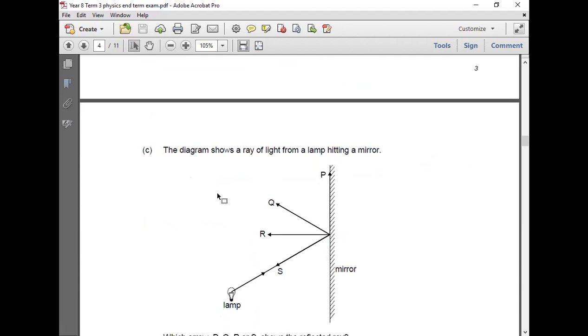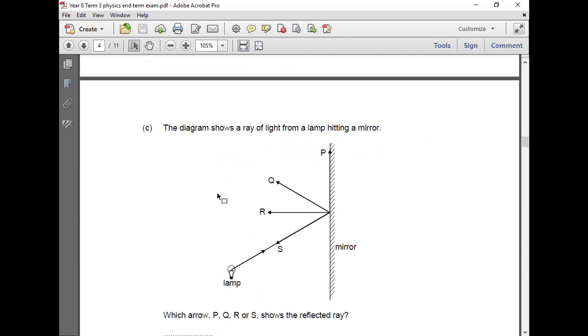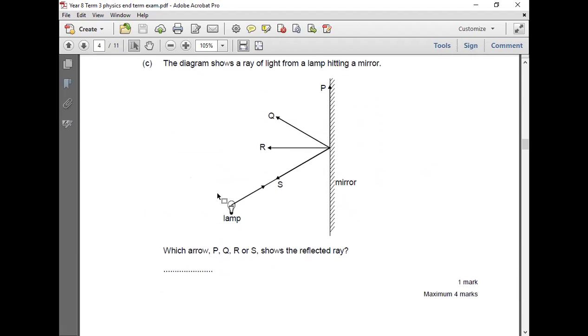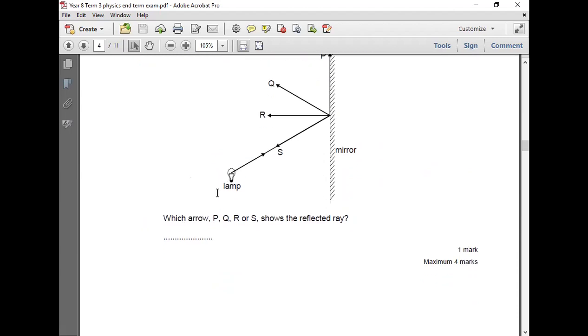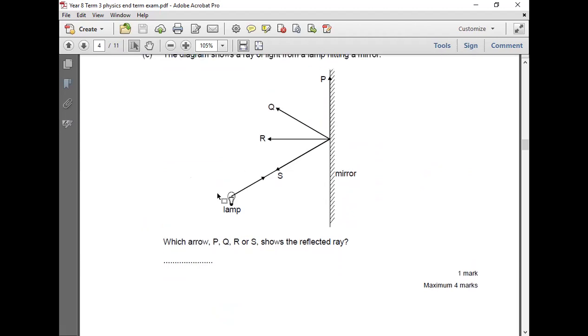Question C says the diagram shows a ray of light from a lamp hitting a mirror. So you can see here the straight line and the basic reflection of the light. Which of P, Q, R, or S shows the reflected ray? Which one stands for the reflected ray? Is that S, R, Q, or P?